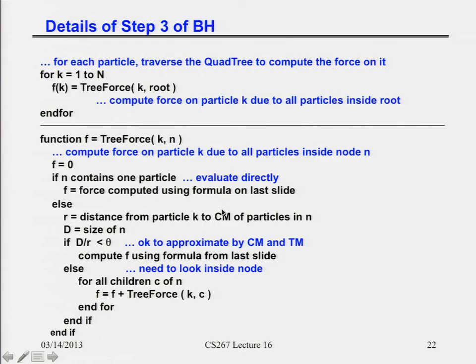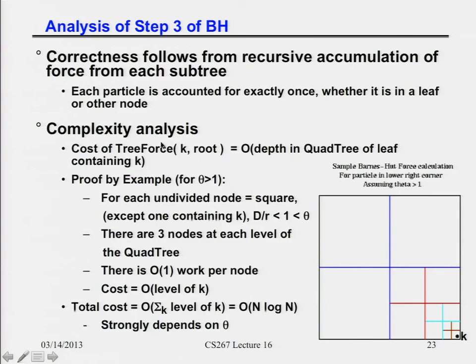What's more interesting is the complexity. I'm claiming this is n log n. And so I have to count a little bit more carefully to convince you that it's n log n. So what I'm going to do is proof by example. I don't want to write down the general case. So here's how it's going to go. What is the cost of the tree force called on the root? It's going to be the depth in the quad tree of the leaf containing k. That's the claim. So let me try to convince you of that.